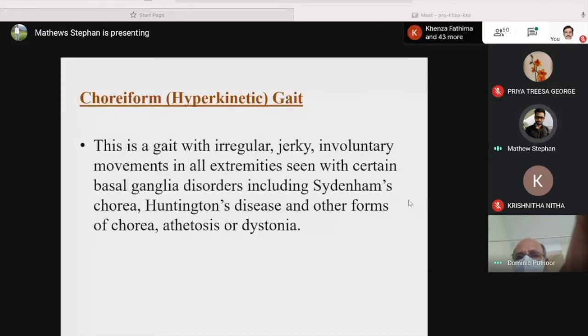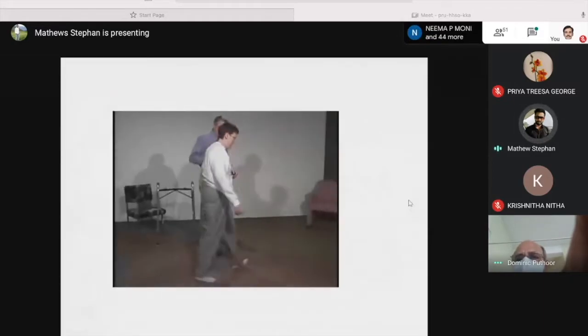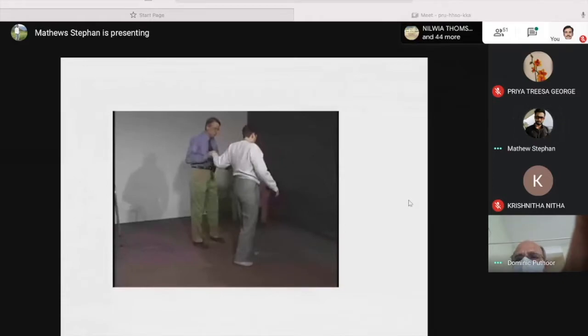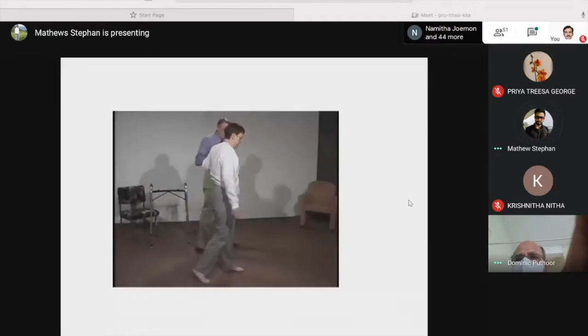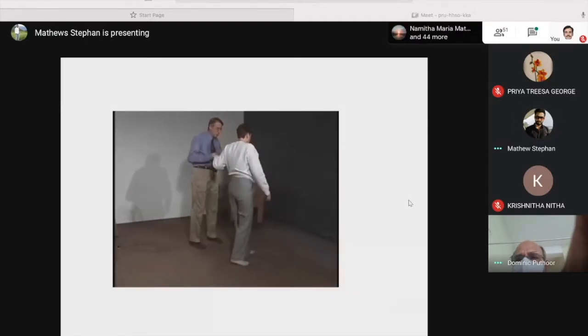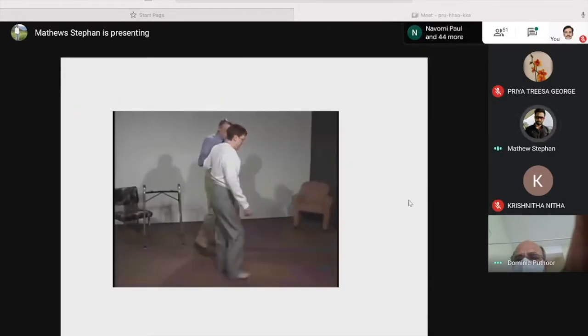Coming to ataxic or cerebellar gait. The ataxic gait is a clumsy, staggering movement with a wide base. Even while standing still, the patient's body may swagger back and forth and from side to side, known as titubation. The patient is not able to walk from heel to toe or in a straight line, and it is also known as reeling gait. So this is the image showing the ataxic gait, where the patient couldn't stand well and needed support. The cerebellar or ataxic gait is shown in the GIF.